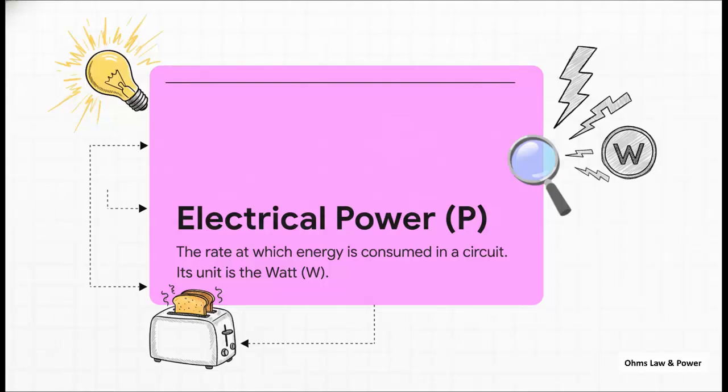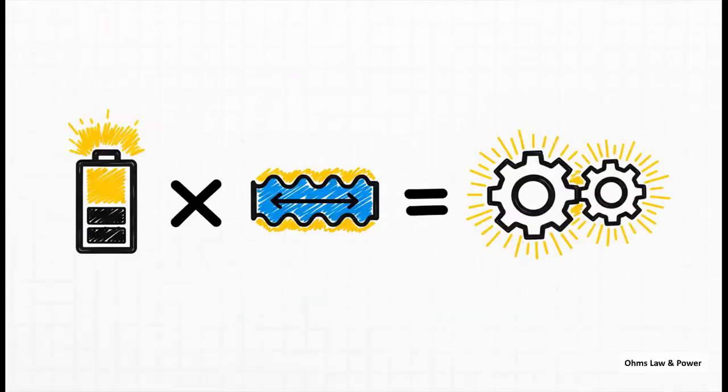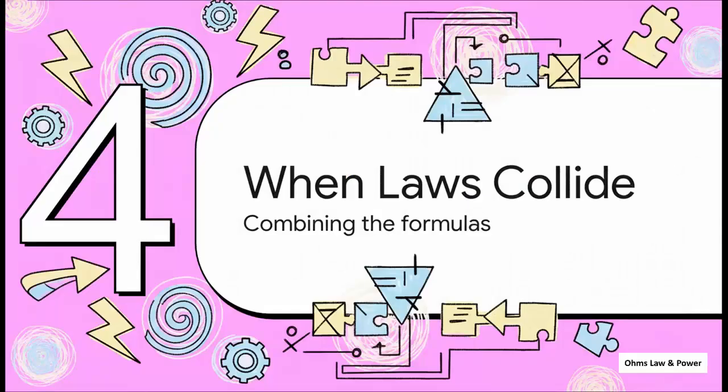So when you see how bright a light bulb is, or you feel the heat coming off your toaster, what you're actually experiencing is electrical power in action. And we measure that in watts. And guess what? Just like Ohm's law, power has its own super simple formula. It's just P equals V times I. Power is just the voltage multiplied by the current. So the amount of work getting done is literally the pressure times the flow rate. Simple as that.